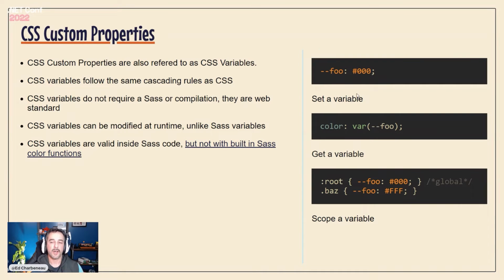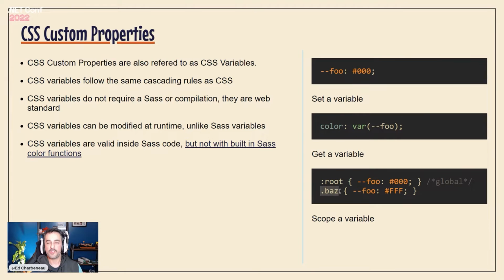They cascade. If you look on the right-hand side, this double dash signifies that this is a CSS custom property or a variable, and this is how we set it. It looks just like normal CSS, setting a value. We use the var keyword to actually get the variable. So if we want to set the color property to foo that we defined here, it would get the color 000, which is black. So we'd set the color to black by calling var and using the variable foo. We would generally scope these to root, and that gives us a global variable by that name.